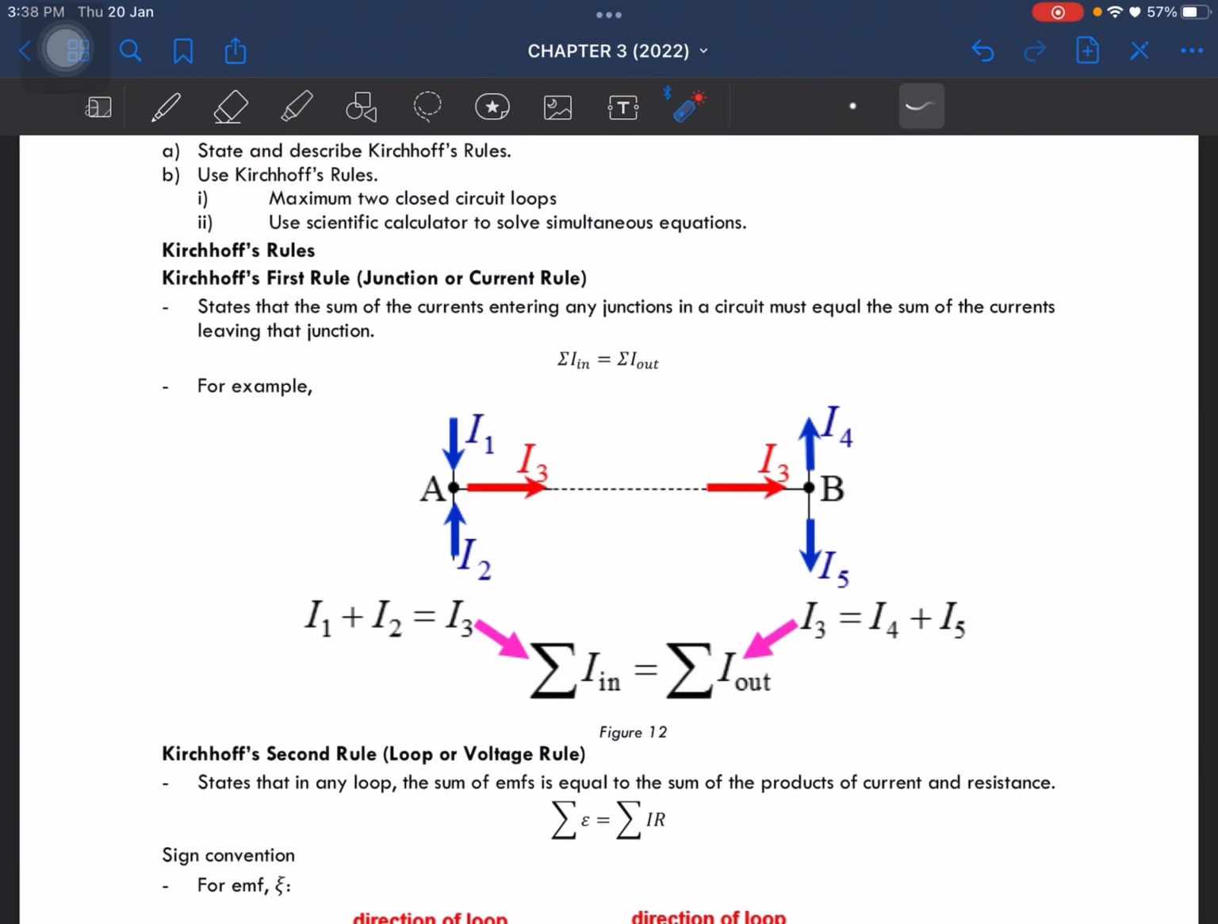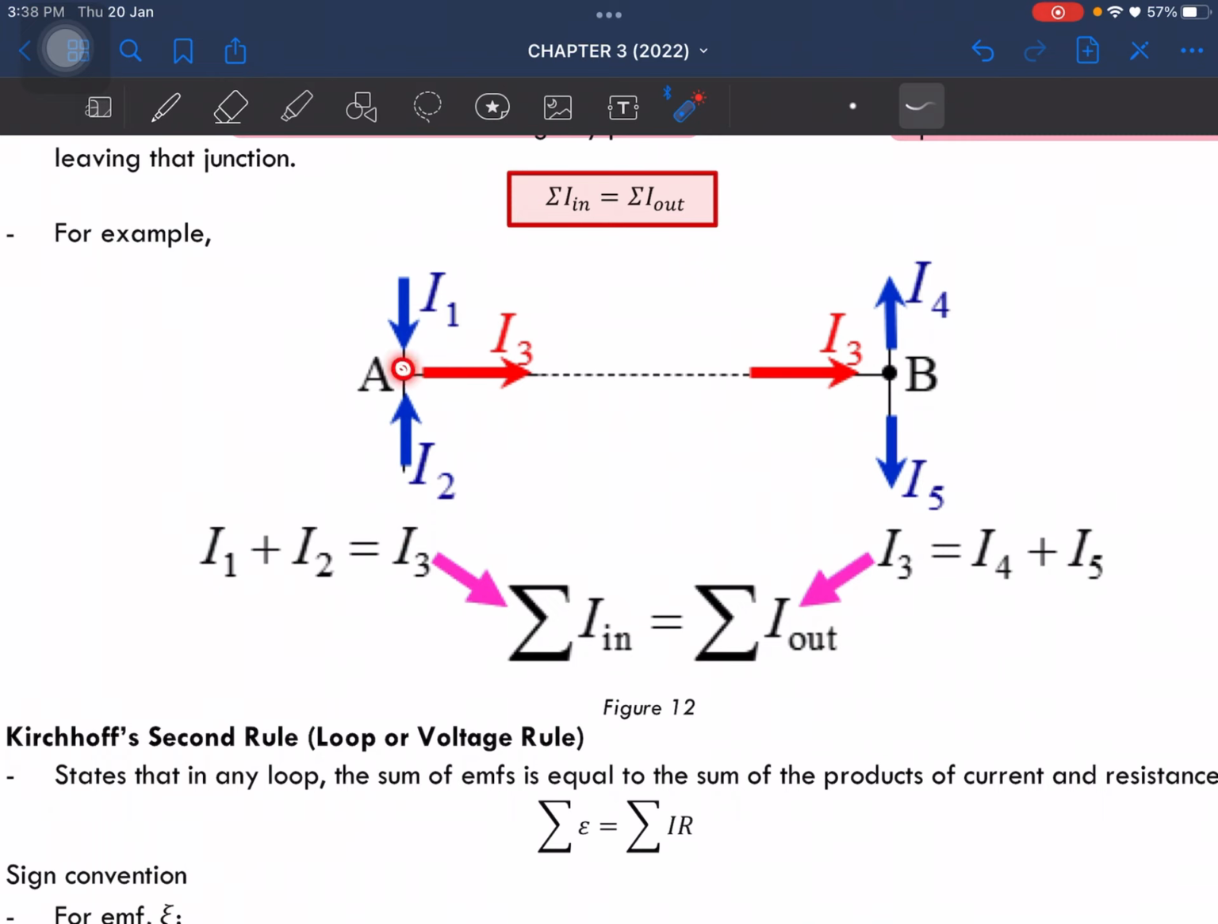So the first rule is known as the junction or the current rule. It states that the sum of the currents entering any junction must equal the sum of the currents leaving that junction. Mathematically it can be written as the one shown here. For example, let's look at point A. The current going in is I1 and I2, which should be equal to the current going out, which is I3.